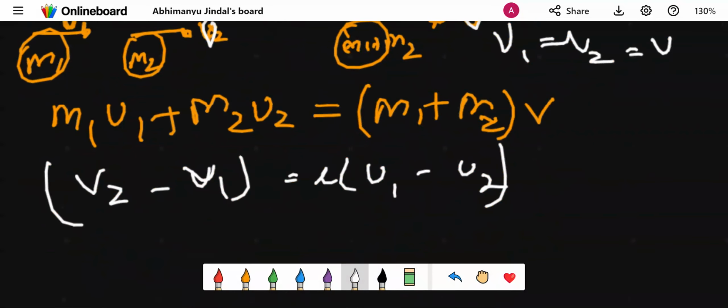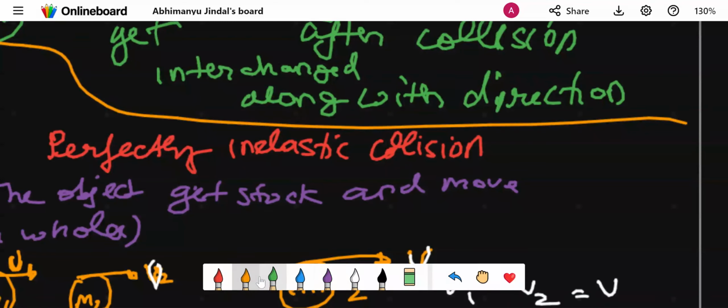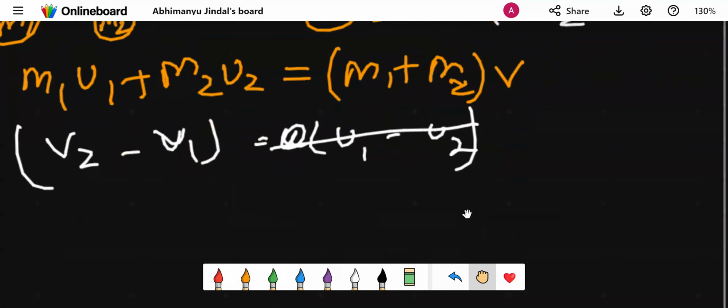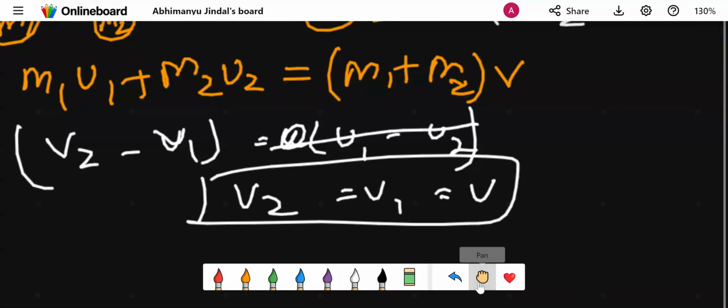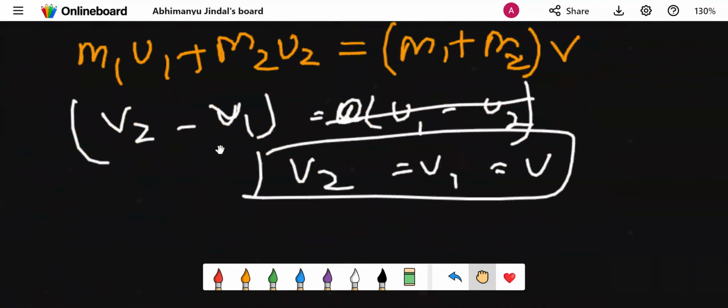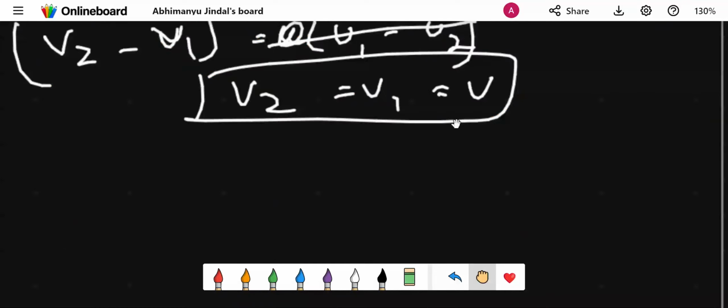Another thing to remember is that e, the coefficient of restitution, equals 0 for this. Now when I put e equals 0, the right side goes away, and I get v2 equals v1 equals v through this as well. So the coefficient of restitution equals 0 in a perfectly inelastic collision, and the objects combine, that's why v1 equals v2 equals v. And it was proved using this equation.